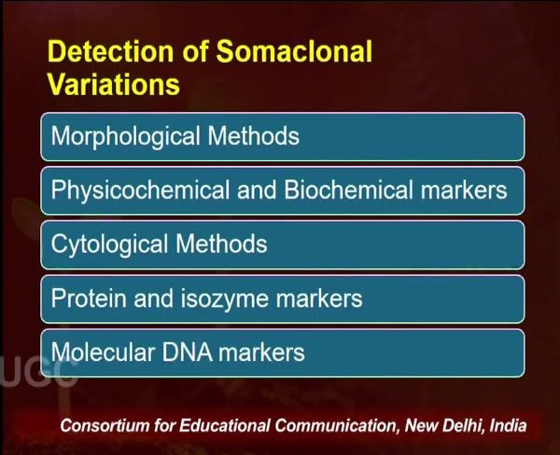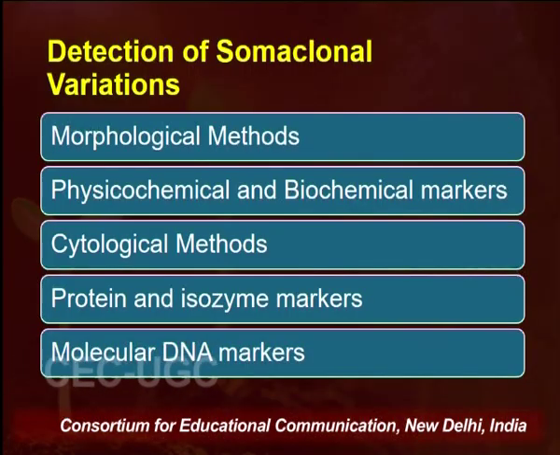Then certain cytological methods are there by which you can also determine or detect whether the somaclonal variations have occurred or not. Protein and isozyme markers: the level of the proteins, the level of the isozymes, and their activity all indicate whether somaclonal variations have occurred in the plant or not. And last is the molecular DNA markers, which give you the most precise or accurate results in terms of whether the variations have occurred in the regenerated plants or not.